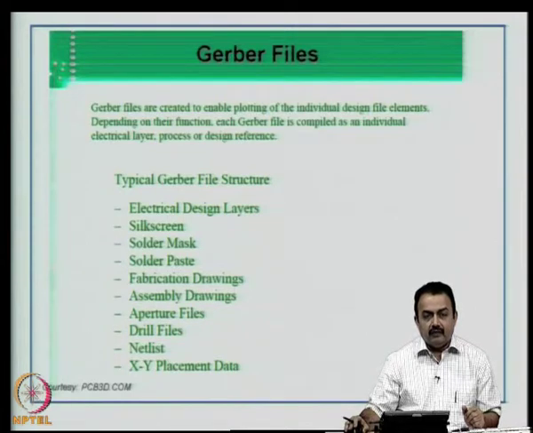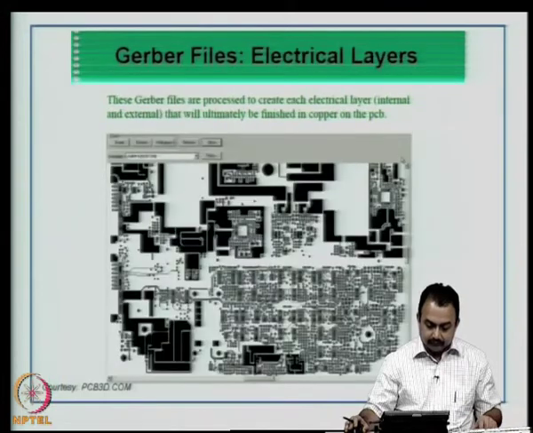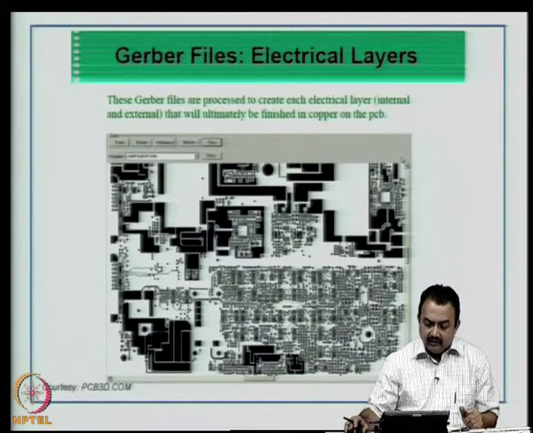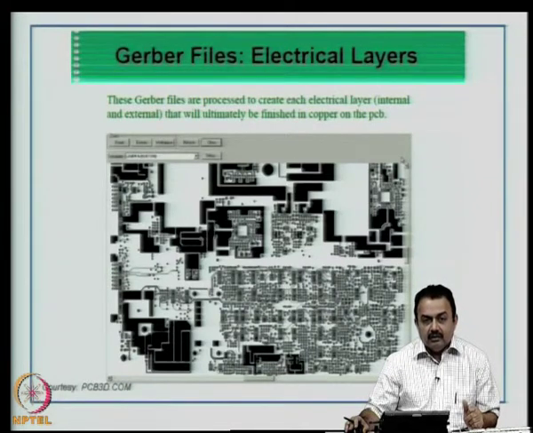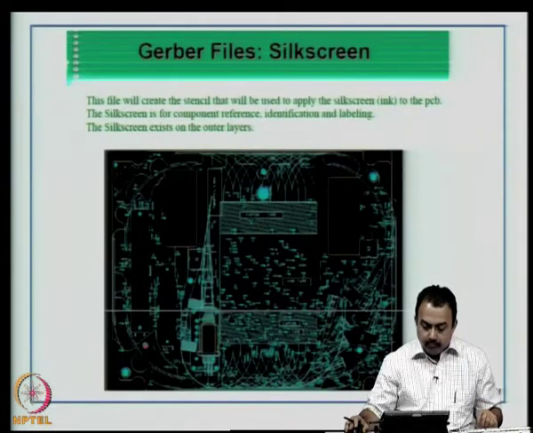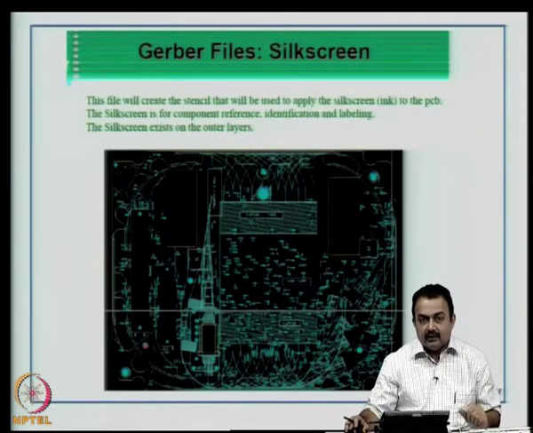You can also create drill files, okay, that need to go for manufacturing, net list and XY placement data for assembly. Gerber files are processed to create each electrical layer, internal and external both, that will ultimately be finished in copper on the PCB. So, this is an example you see of a plotted Gerber file for a particular electrical layer. You can create multiple electrical layers.